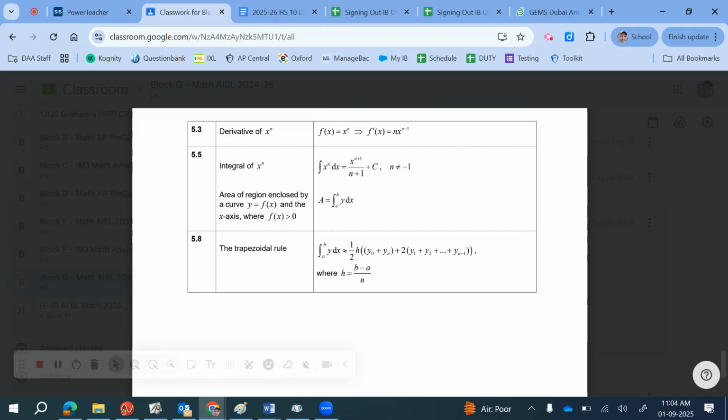It says b minus a over n. Now, what is b? It tells us here in the formula. So this b and this a, it tells us that it's your lower limit of integration and your upper limit of integration. So a and b are your limits of integration. So b is your upper limit, a is your lower limit.